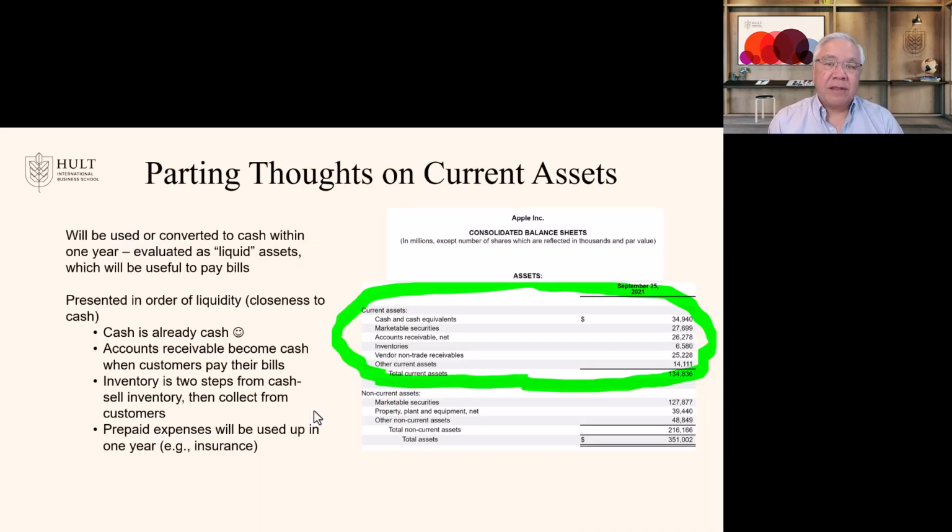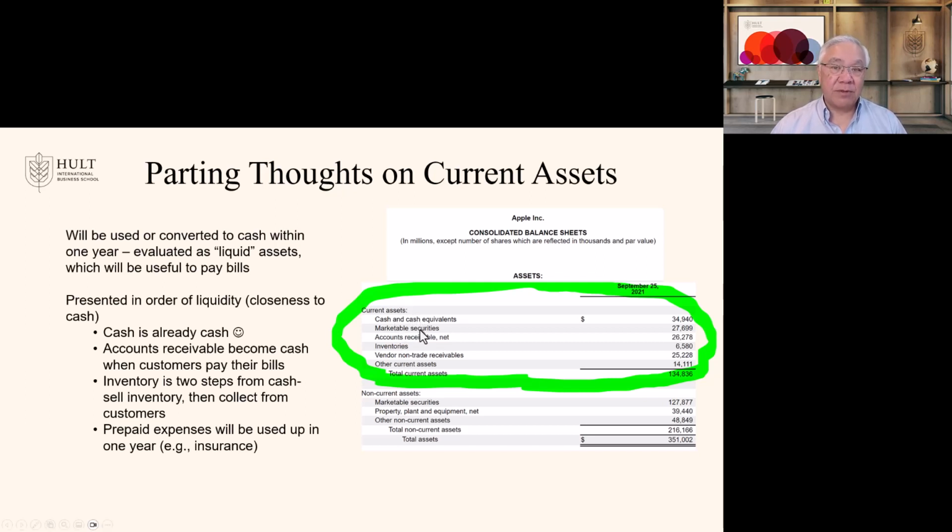Here are some parting thoughts on current assets. The item here is for Apple Incorporated, and it's highlighting the current assets. Now, look at current is separated from non-current. That's classified. And it's presented in order of liquidity from the most close to cash to the furthest away from cash. So cash is cash, so that's first.